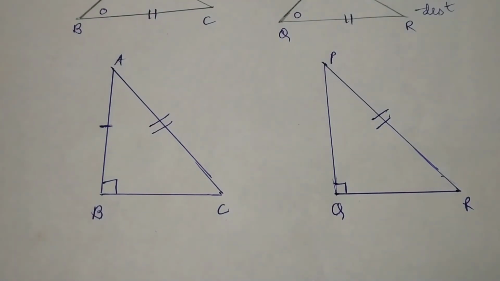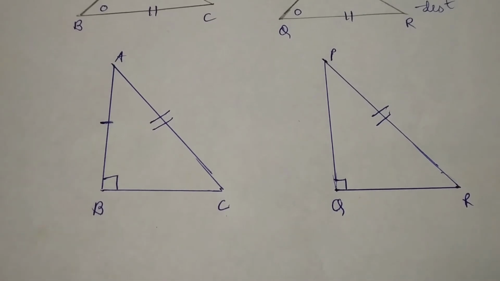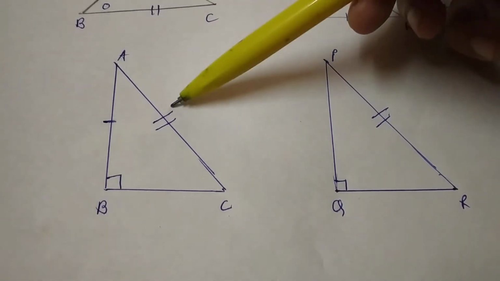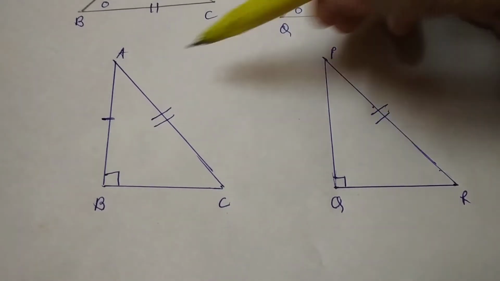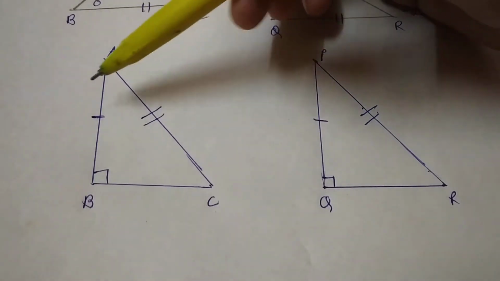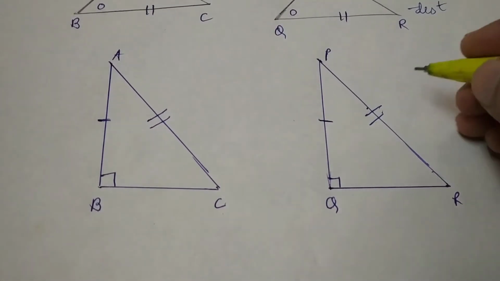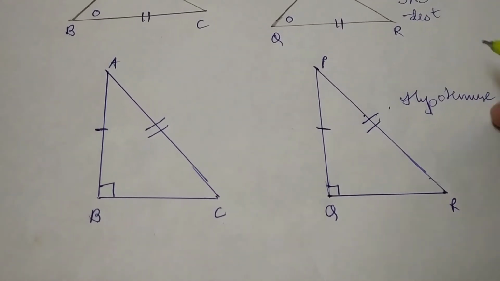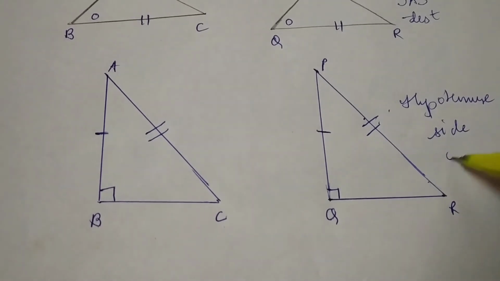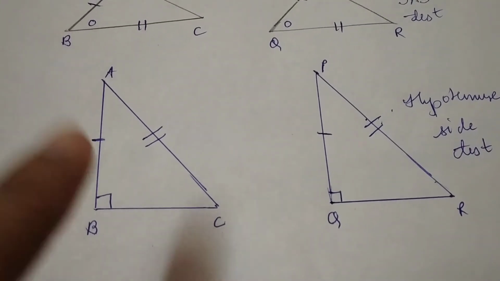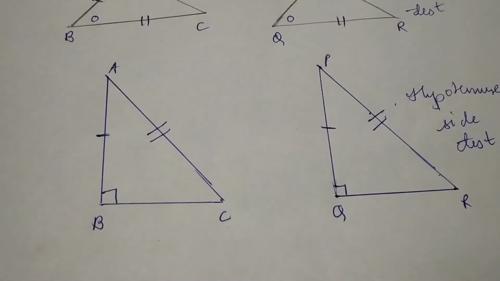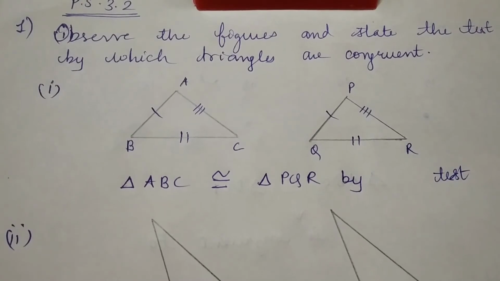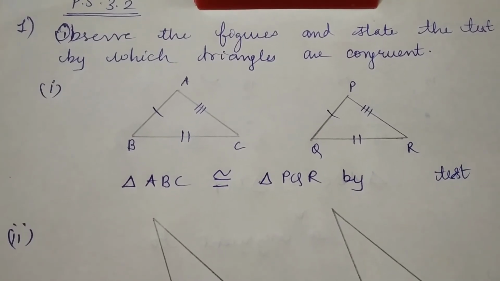And now the last and the special case. Whenever you see a right angle triangle, you have to check two things. You have to check whether the hypotenuses are congruent and any one pair of sides are congruent. If this is the case, then you will say that the two triangles are congruent by the hypotenuse side test. But this is applicable only in right angled triangles. Now let us start with the practice set 3.2.